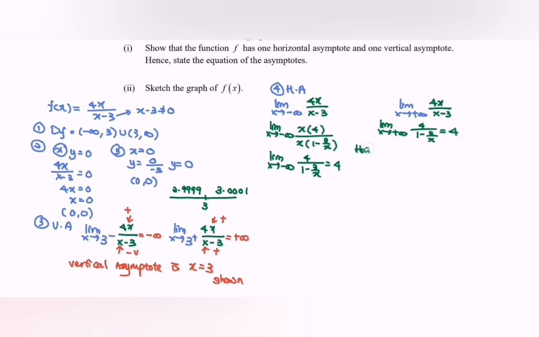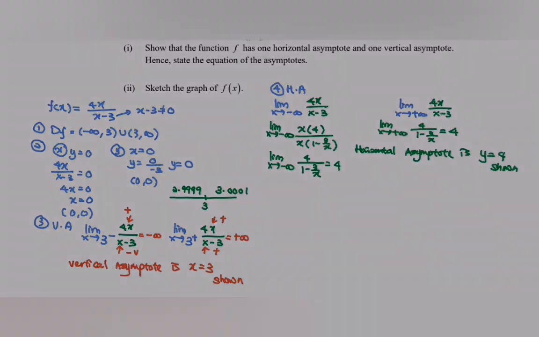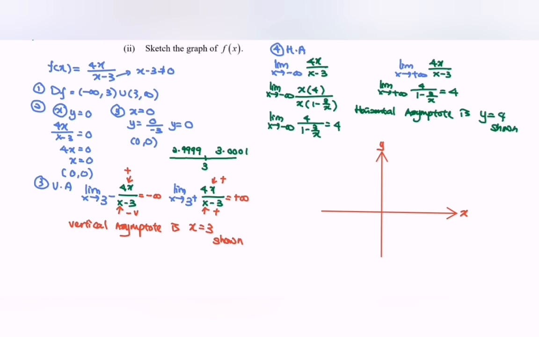So the horizontal asymptote is y is equal to 4. This shows that we have only one horizontal asymptote. Next is to sketch the graph. First, kindly refer to the domain. Then we have the value 3. 1, 2, 3.